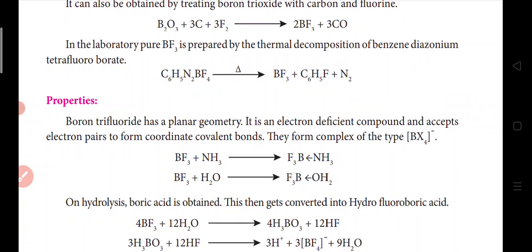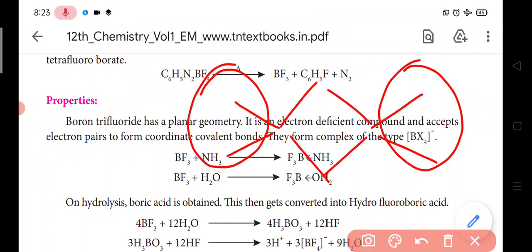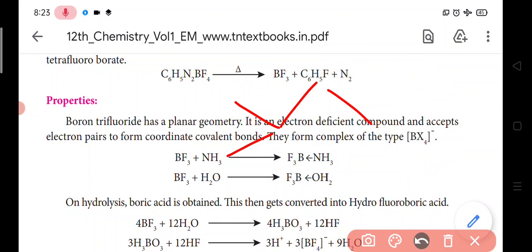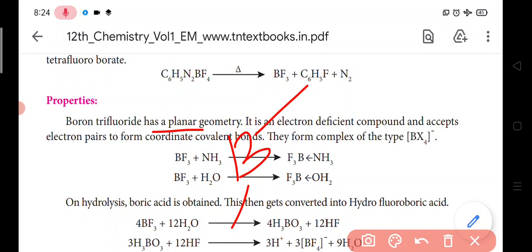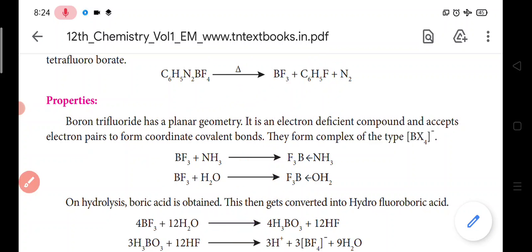And the properties, if you see, boron trifluoride has a planar geometry. It is an electron deficient compound, which means it accepts an electron pair to form a coordinate covalent bond. So the boron trifluoride is planar. So how it will be is BF3. So it is a planar compound. The structure. So it is an electron deficient compound also.